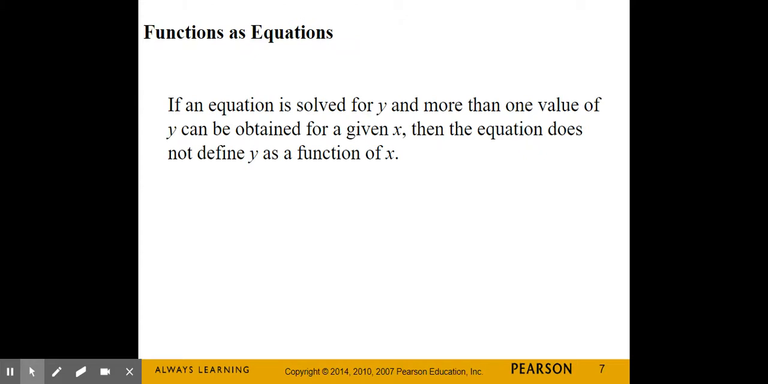Functions as equations. If an equation is solved for y and more than one value of y can be obtained for a given x, then the equation does not define y as a function of x. So similarly, if one x value gives you more than one y, it doesn't work. It's not a function.